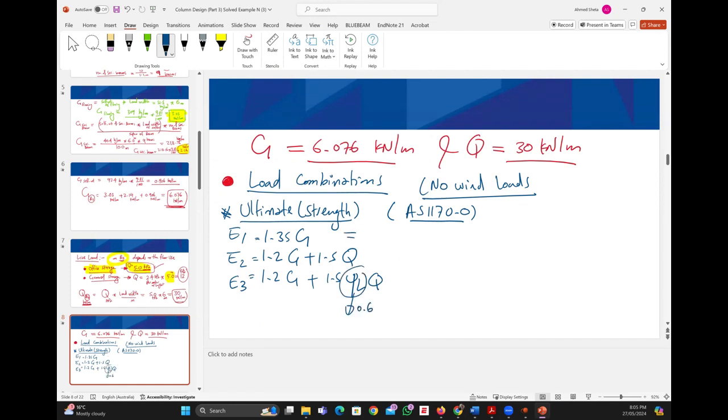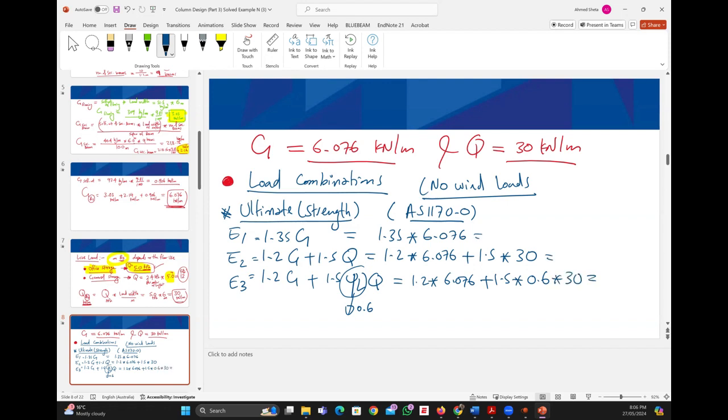So if you calculate, we have 1.35 times G, we have 1.2 times 6.07 plus 1.5 times 30, and we have 1.2 times 6.07 plus 1.5 times 0.6 times 30. These are the 3 values we have. So this one will be 8.2 kilonewton per meter.